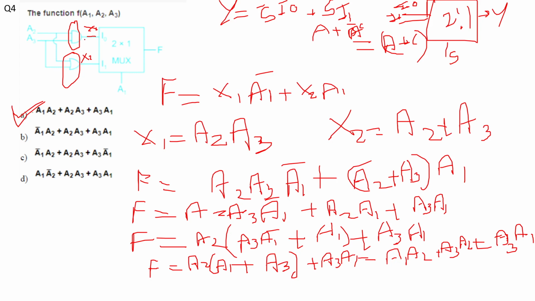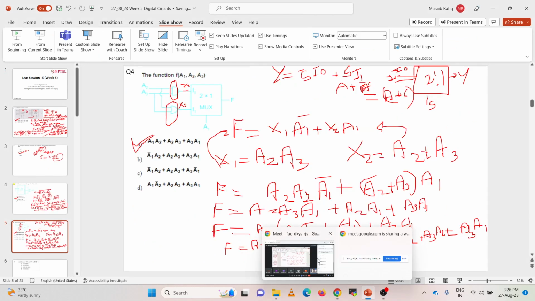Then I termed these two inputs as x1 and x2, and I found that x1 was equal to the AND operation between a2 and a3, and x2 was equal to a2 plus a3. Then I plugged those values into this expression, took a2 common, and got my final expression as a1 a2 plus a2 a3 plus a3 a1. So any doubts in this question?